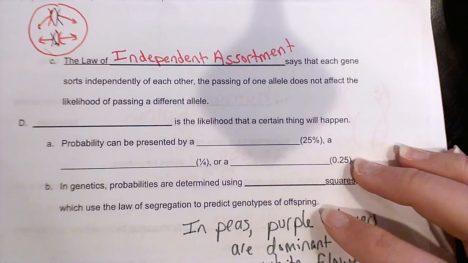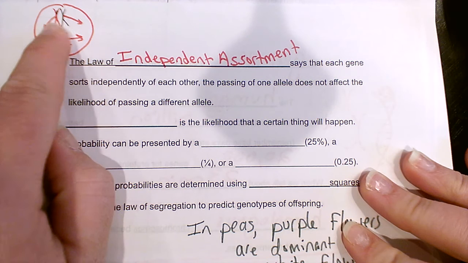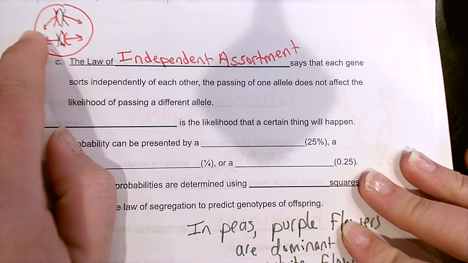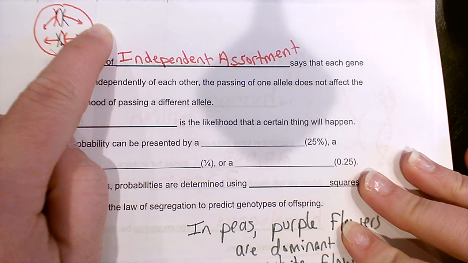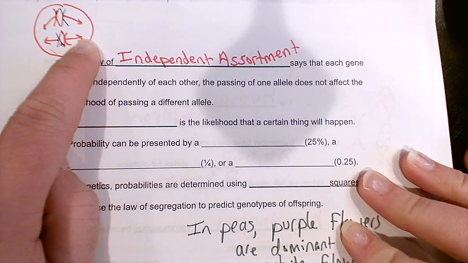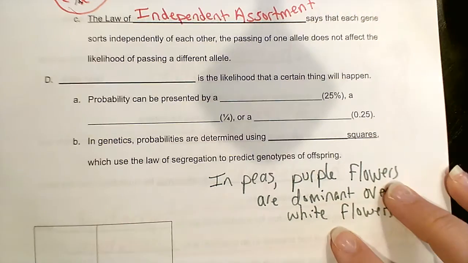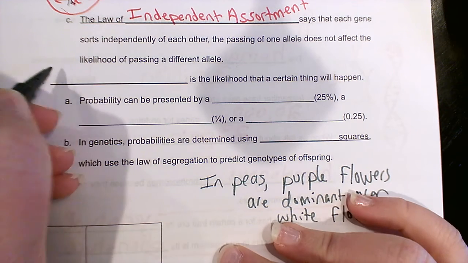And our law of independent assortment said the way one gene goes towards one set of eggs or sperm versus the other does not affect at all the other ones. So they each have their own independent probability during meiosis. All right, speaking of probability, what is that?